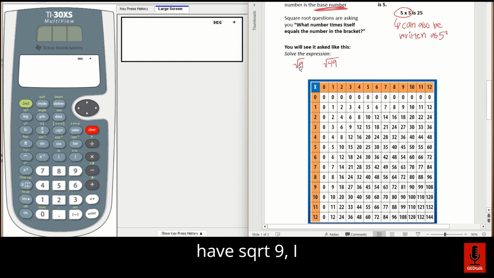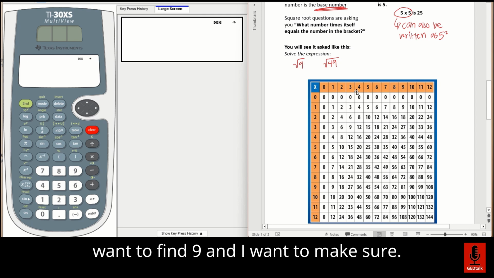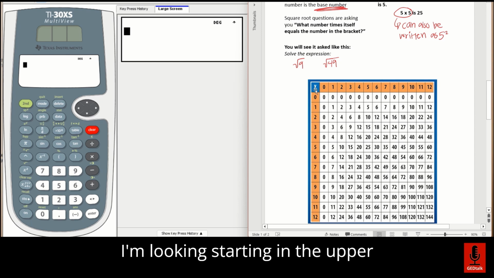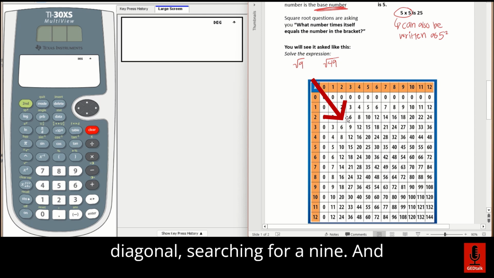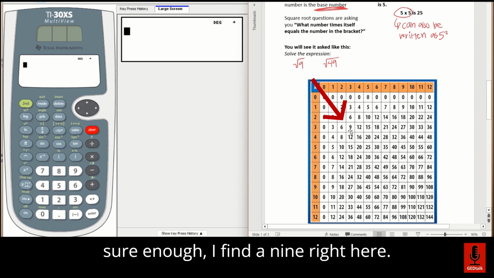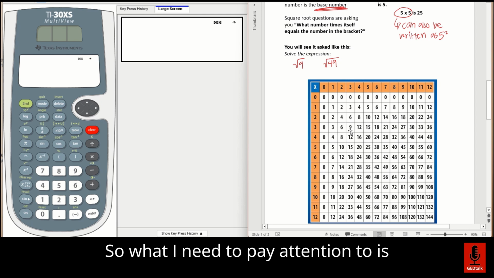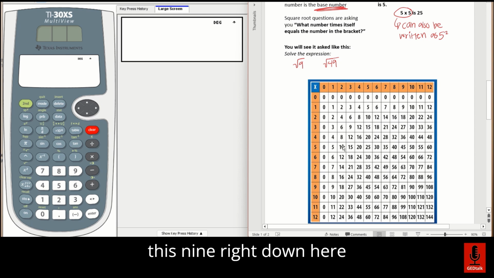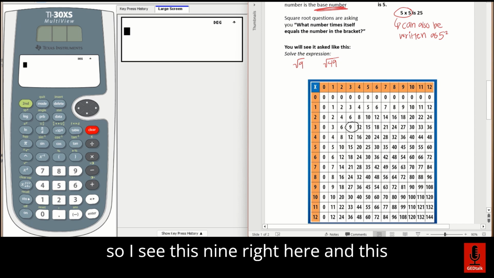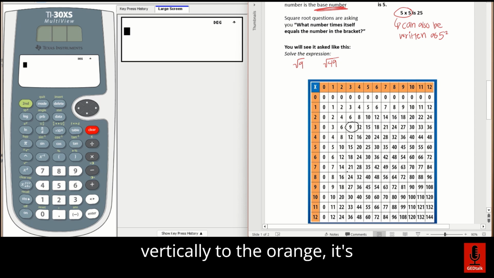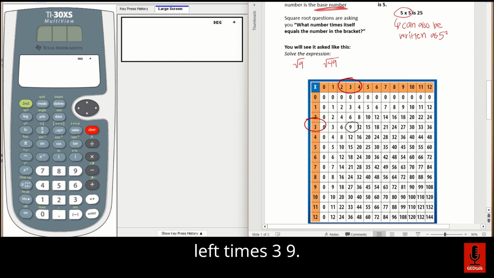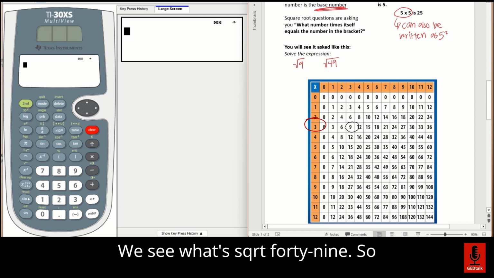So when I have square root of 9, I want to find 9, and I want to make sure I'm starting in the upper left hand corner and going diagonal, searching for a 9. And sure enough, I find a 9 right here. So what I need to pay attention to is this 9 right down here. And this 9 happens when I move up vertically to the orange, it's 3, and then over to the left, 3 times 3 equals 9.